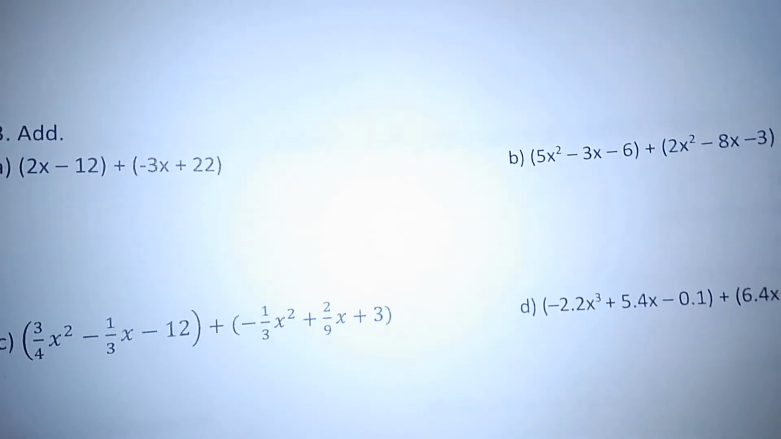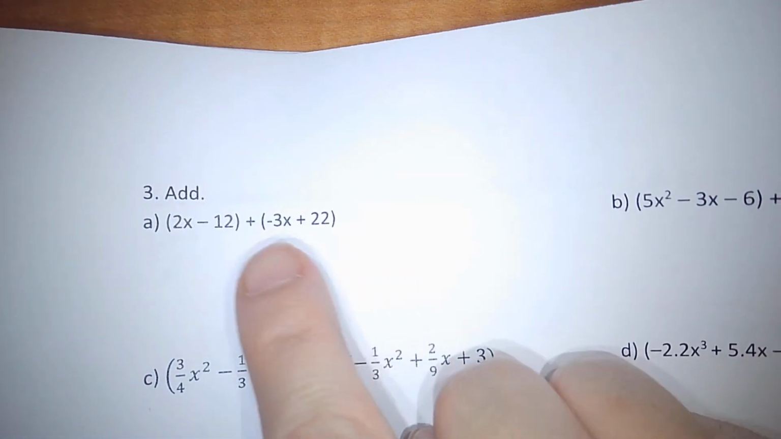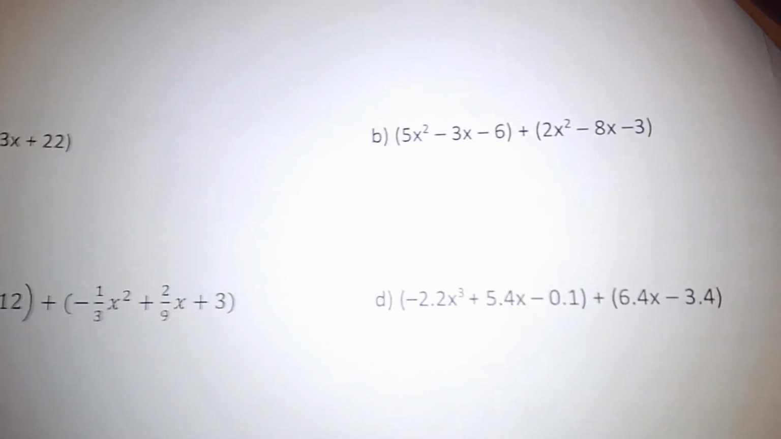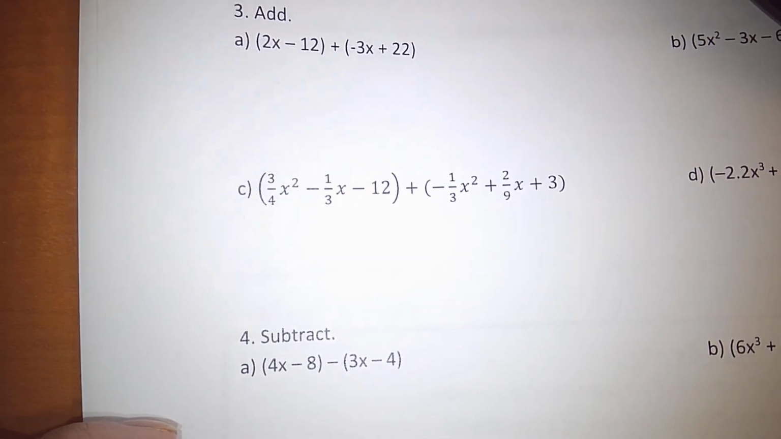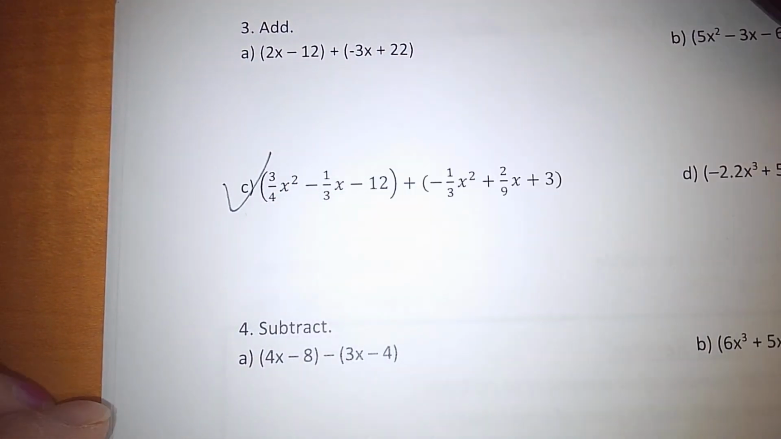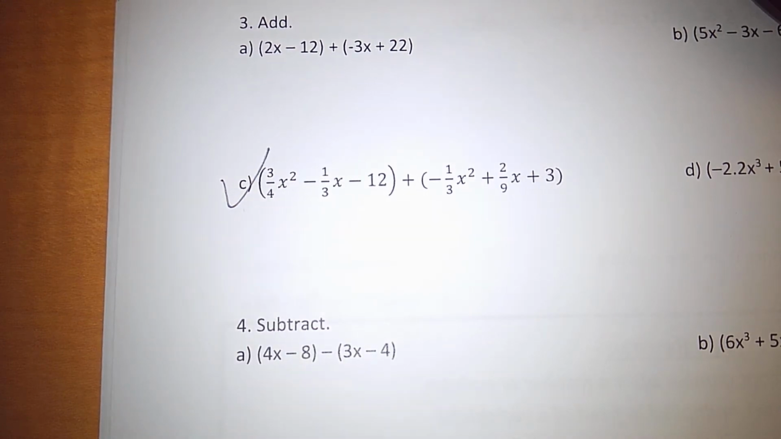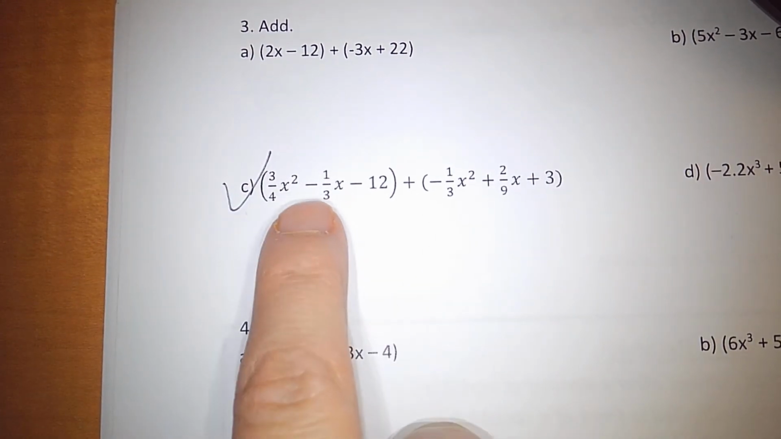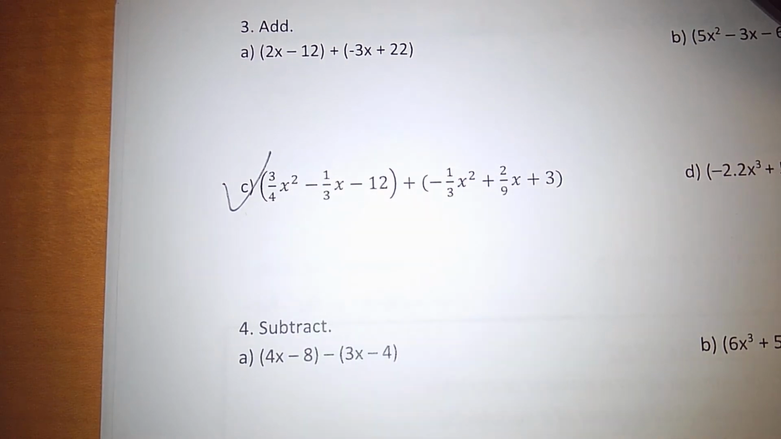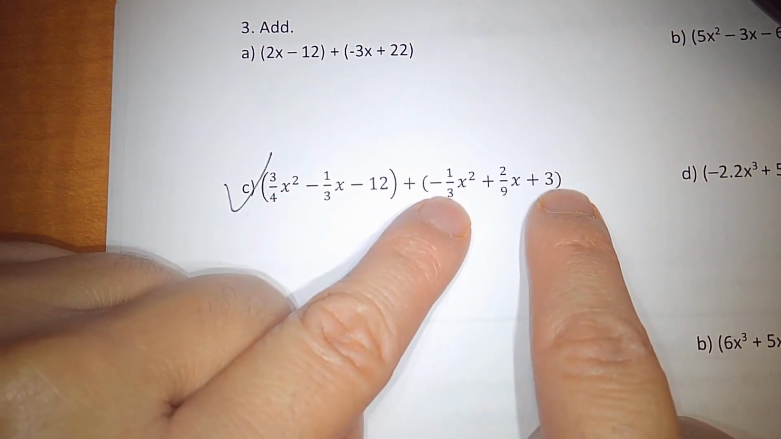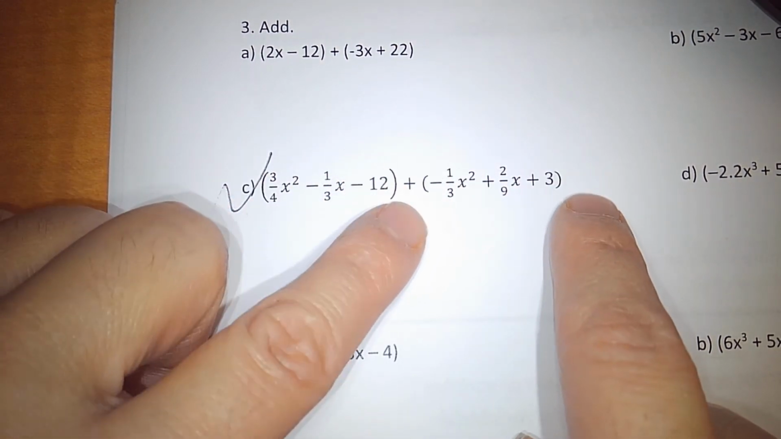Now let's go to the next page, okay? We're going to learn how to add and subtract polynomials. So, for adding, let's do some problems. Let's try question 3C. Add these two polynomials. This is a polynomial, this is a polynomial, right? Because we use parentheses for each polynomial.